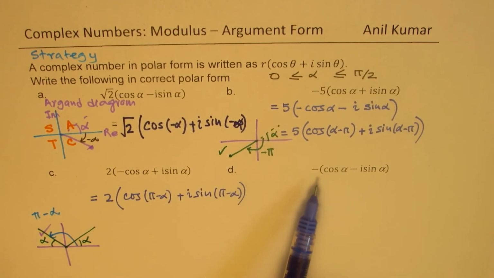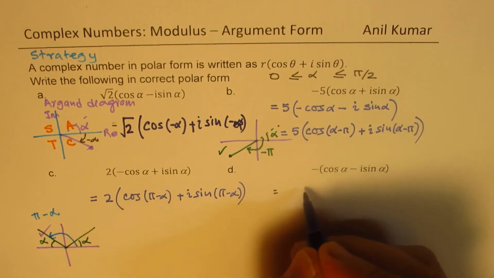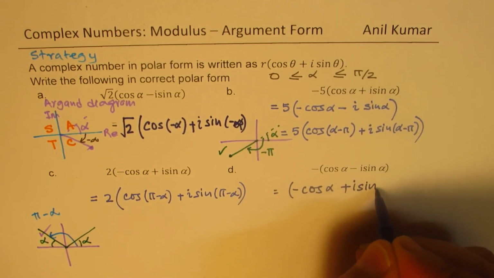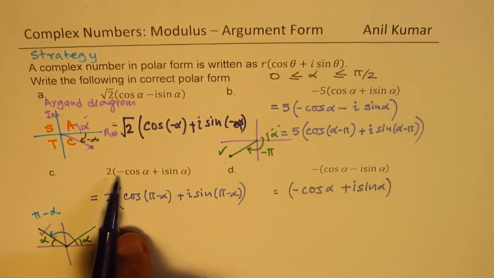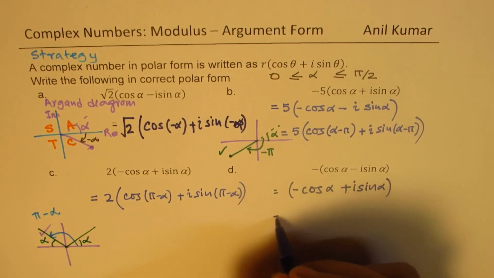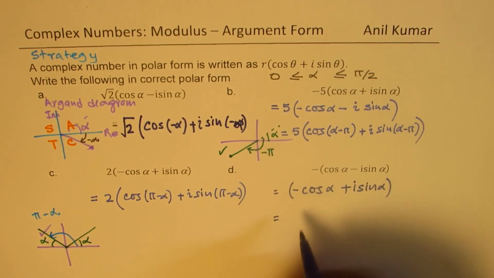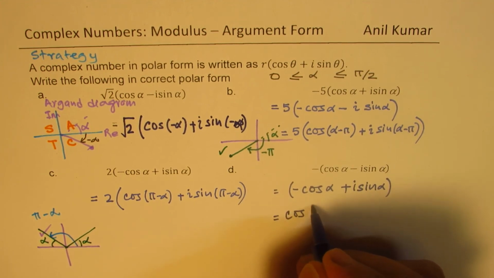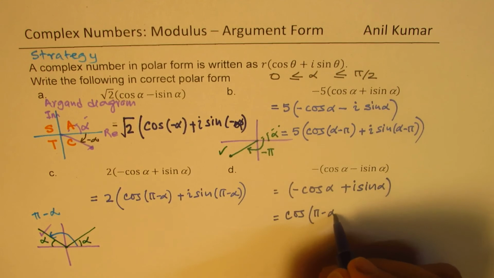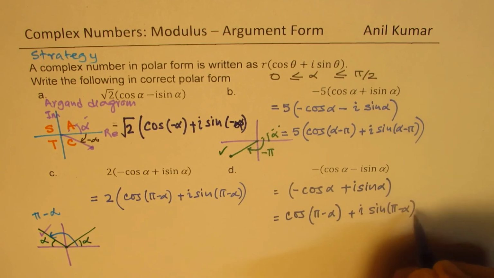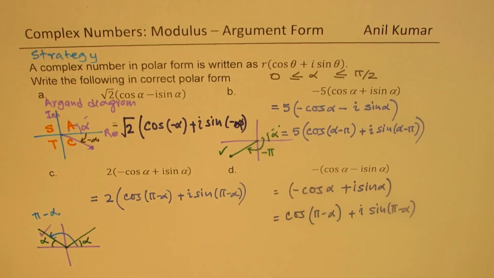The last one. Well, negative outside. So what are we going to do? We are going to write this as negative inside. So we get negative cos alpha plus i sine alpha. That is exactly as we did just now. So you can write this, with no need to put brackets since r is 1, as cos of pi minus alpha plus i sine of pi minus alpha. Is that clear to you? So that becomes the solution.